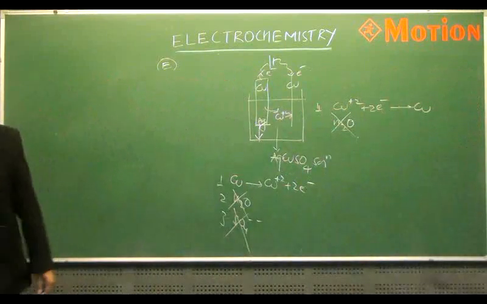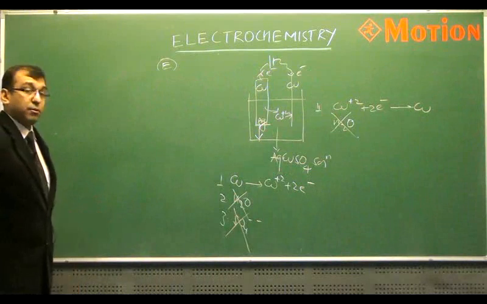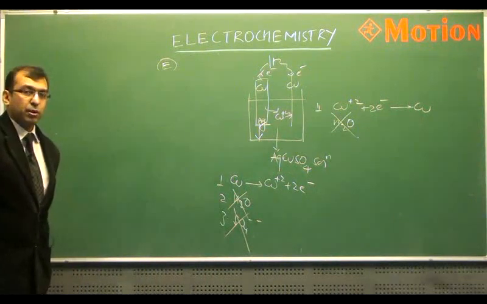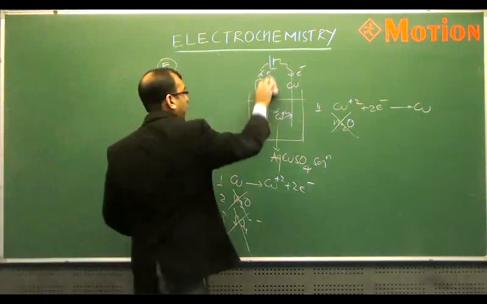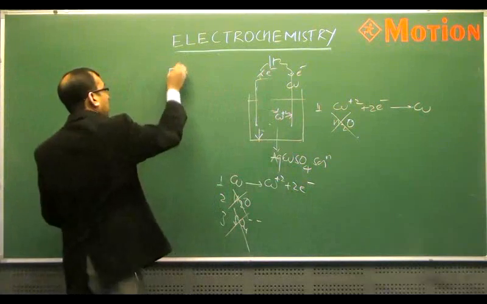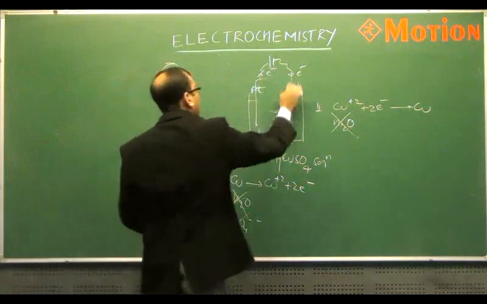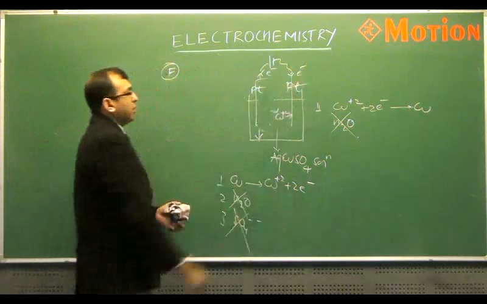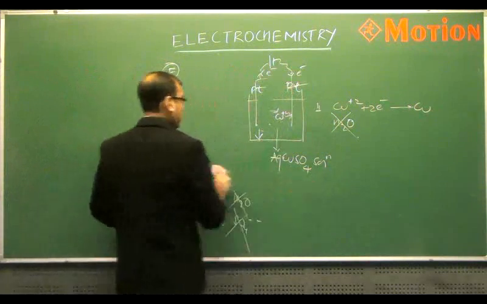But say in this case we were using a platinum anode, then what? Say this anode was not of copper, case F I am talking about. Say this electrode was of platinum. Then what? And of course the copper is out of the race.